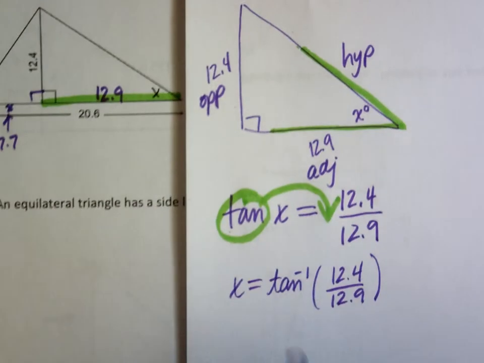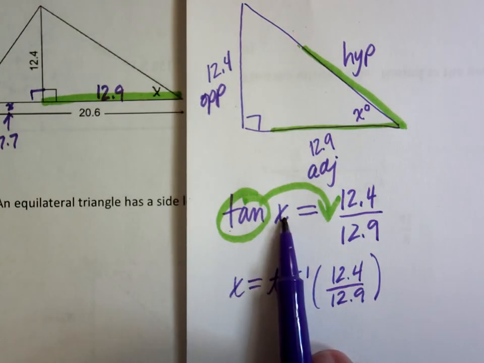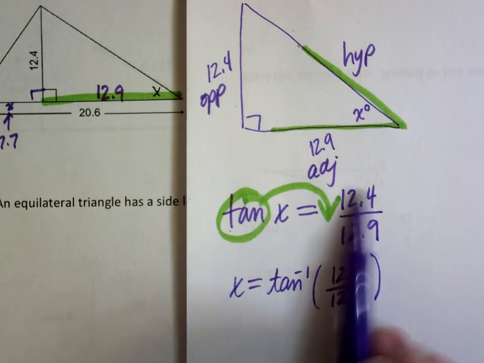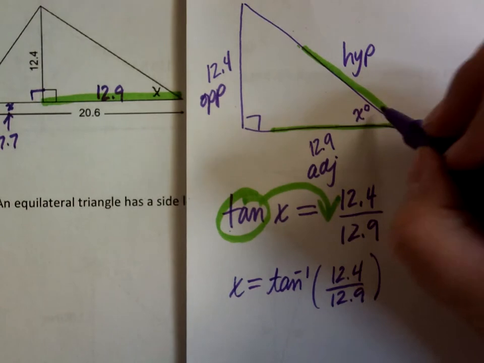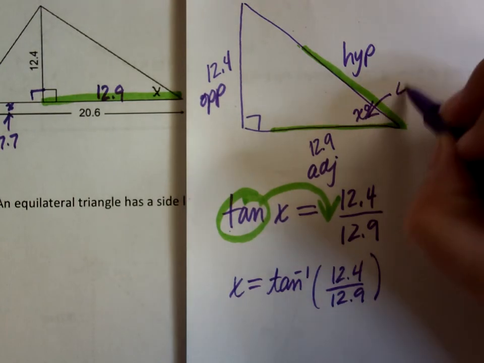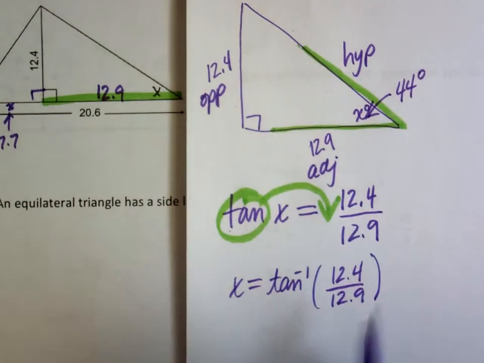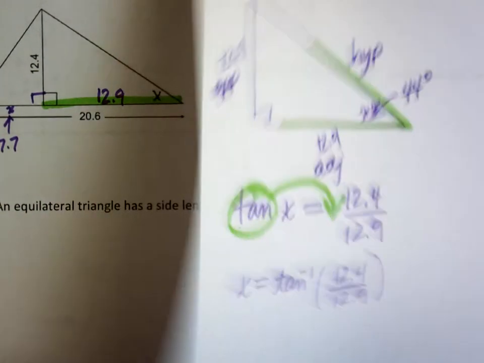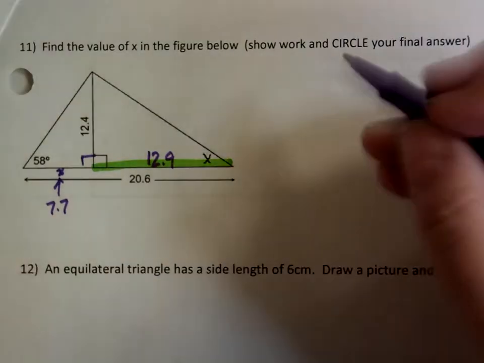So what this is saying is the tangent of 44 degrees equals this number, whatever this is. Okay, that's what we're doing, we're working backwards. It's like we have the answer for tangent and we're trying to figure out what angle gave us that answer. So x is 44 degrees.